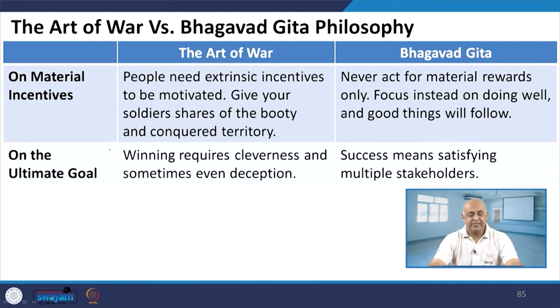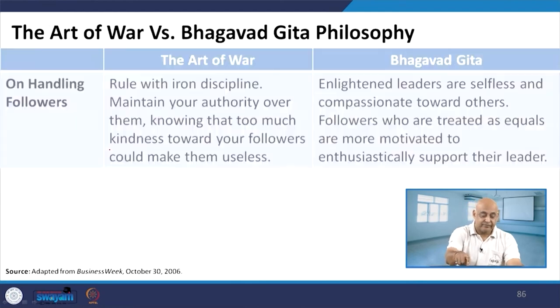On material incentives, the Art of War says people need extrinsic incentives to be motivated: give your soldiers a share of the booty and the conquered territory. While in the Bhagavad Gita, never act for material rewards only; focus instead on doing well, and good things will follow. And on the ultimate goal, the Art of War says winning requires cleverness and sometimes even deception. But the Bhagavad Gita says success means satisfying multiple stakeholders.